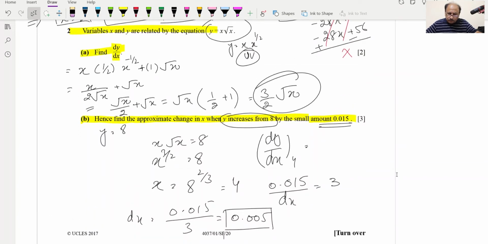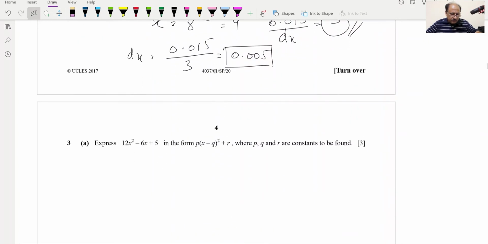So how did we get this value 3? Basically dy by dx at 4, if we calculate, this will be 3 by 2 root of 4, which is equal to 3 by 2 into 2, and this will be cancelled and this will be equal to 3. This value we have used over here. Hopefully you understood each and everything.